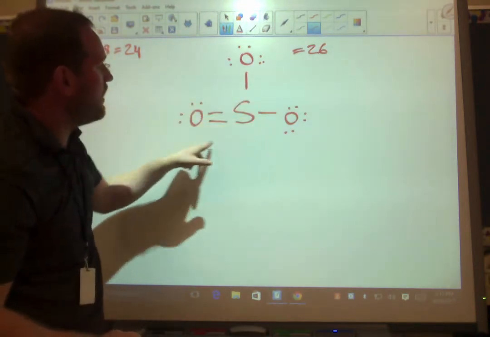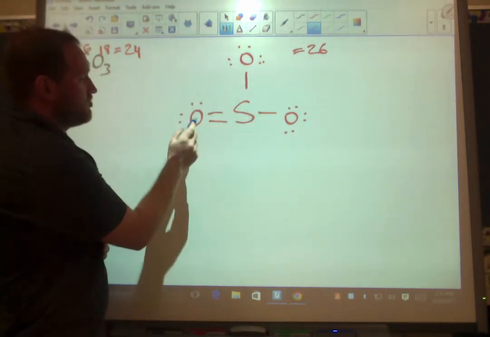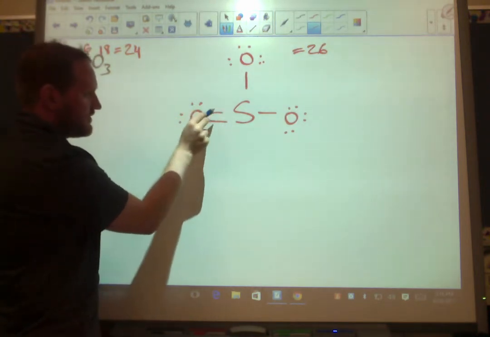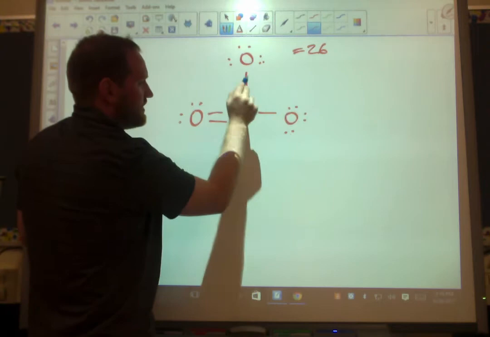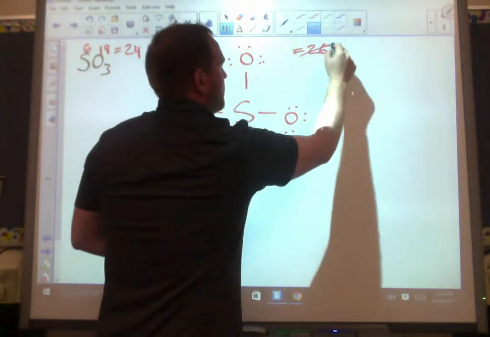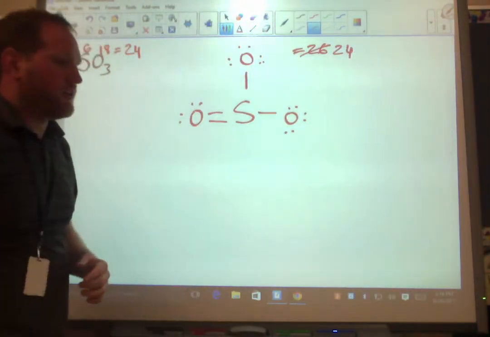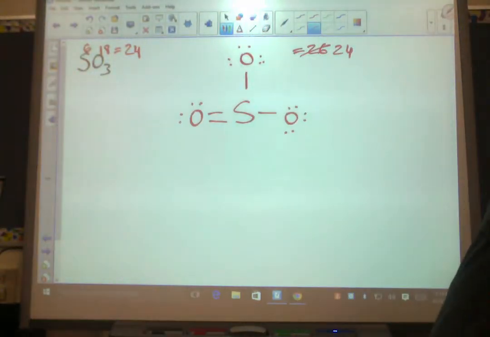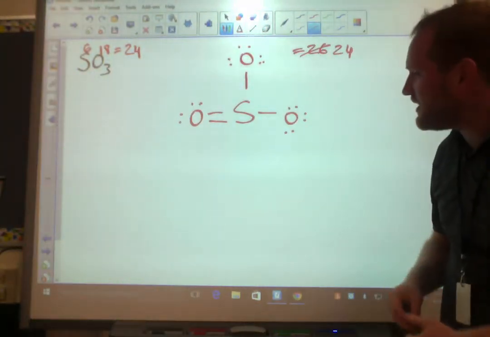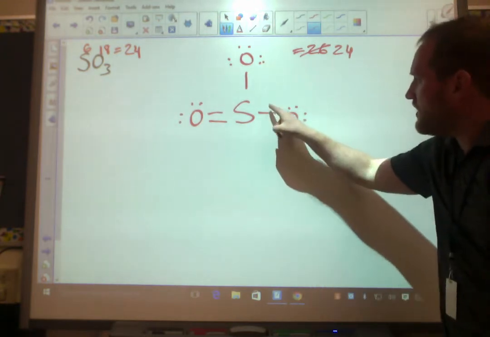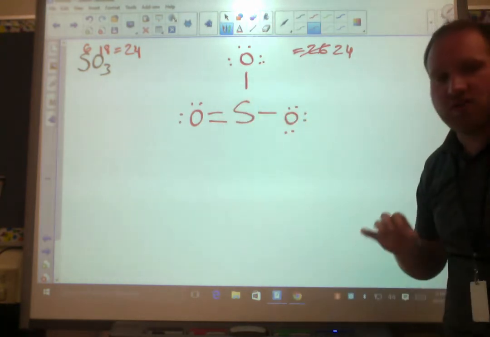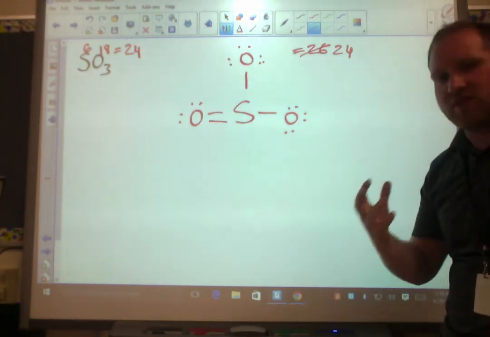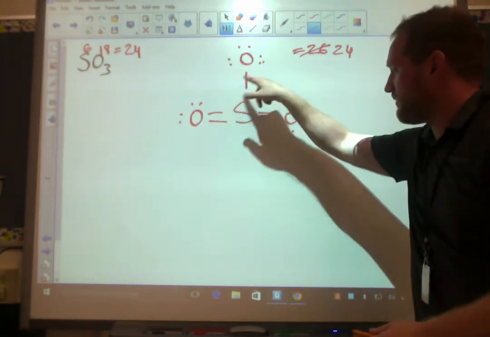Okay, so now let's look at the shape we have. First of all, let's double check. 2, 4, 6, 8, 10, 12, 14, 16, 18, 20, 22, 24. Okay, so this is the correct Lewis structure. Let's think about what we have here. We have a central sulfur in the middle with how many electron regions? 1, 2, 3. Remember, a single bond, double bond, triple bond, or a lone pair all have the same repulsion. So there are 3 regions around here.